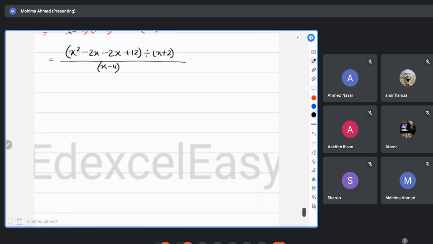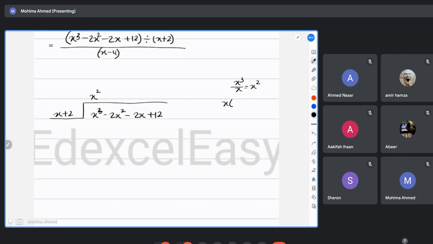We'll move on. I'll just start doing the long division process this time with you. So you have x cubed minus 2x squared minus 2x plus 12, and then x plus 2. Now over here, I'm going to divide x cubed over x, which is going to be what? x squared. So we're going to get x squared in the quotient. And then x squared multiplied with x plus 2 gives you x cubed plus 2x squared. So you have x cubed plus 2x squared.